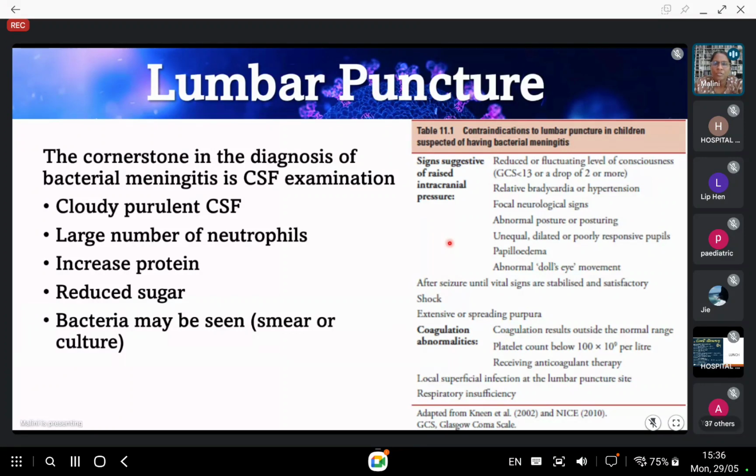We generally do not do it immediately post seizure. Although most of us would wait maybe 24 hours post seizure, the general rule is that the patient is stable post seizure. We will try not to do it in shock, in extensive or spreading purpura, or with local abnormality of the skin overlying. We will also not do it if we have any coagulation defect.